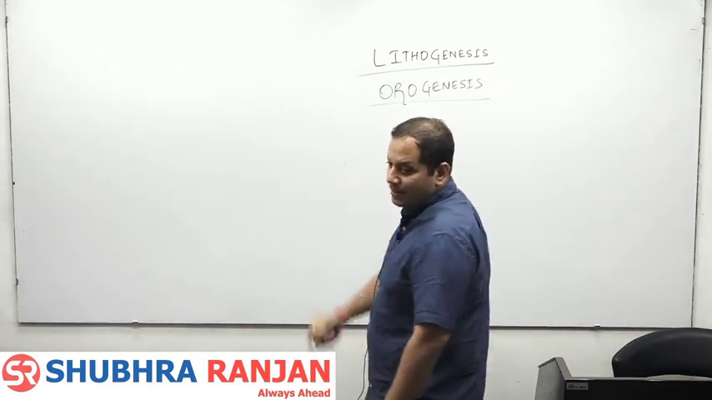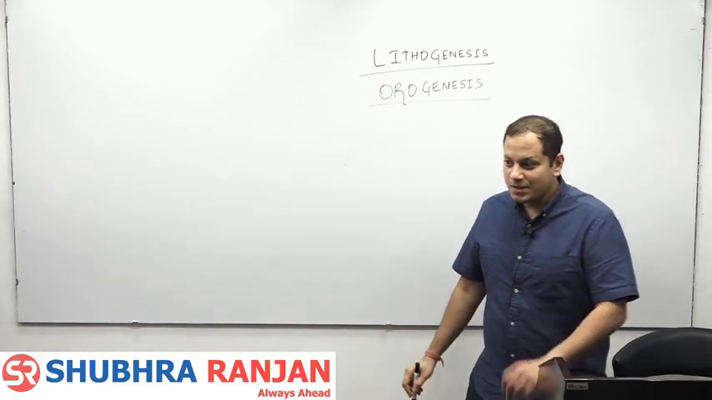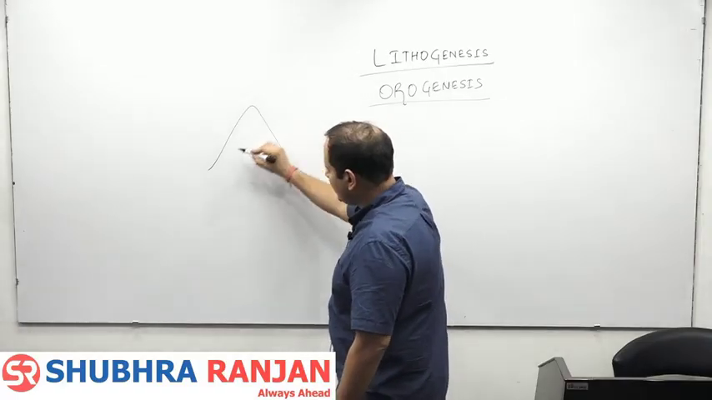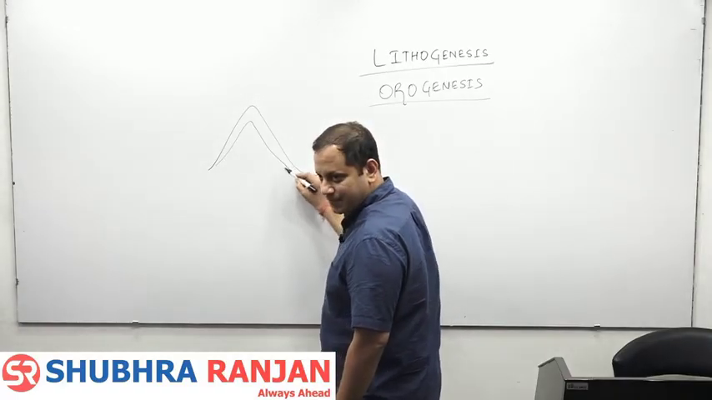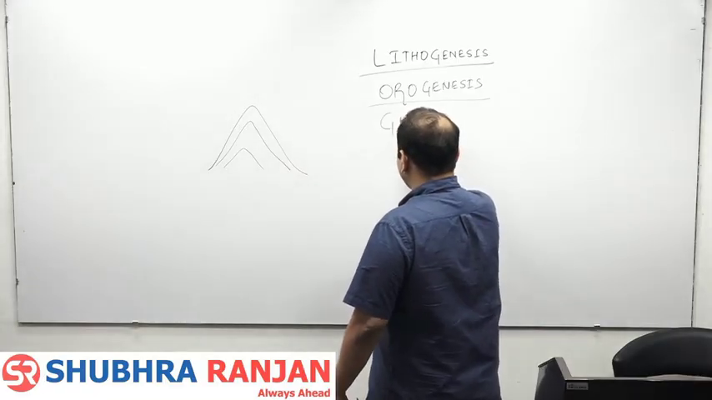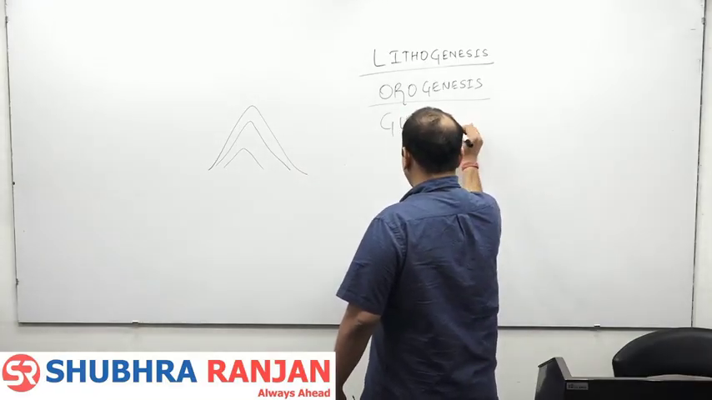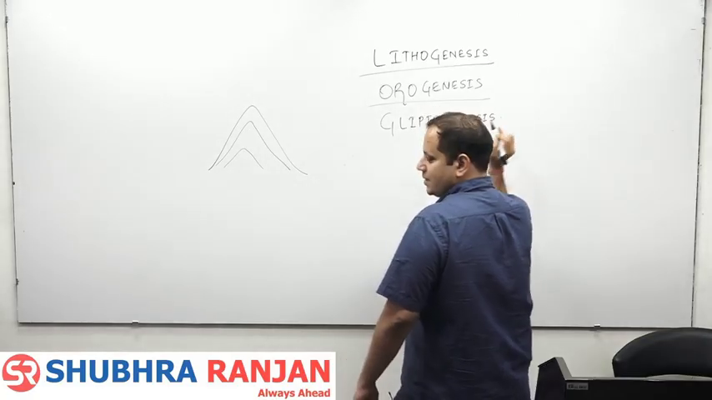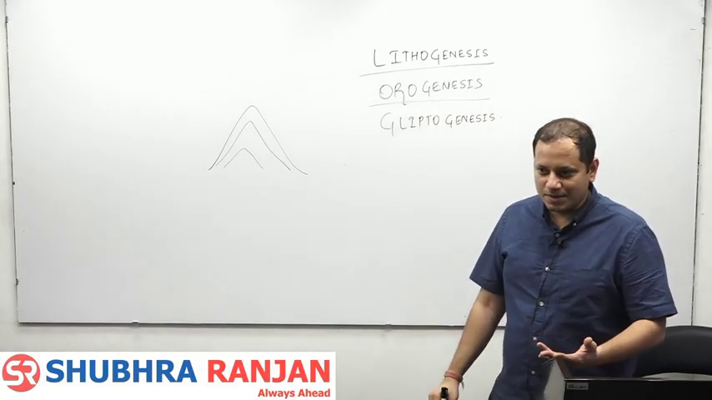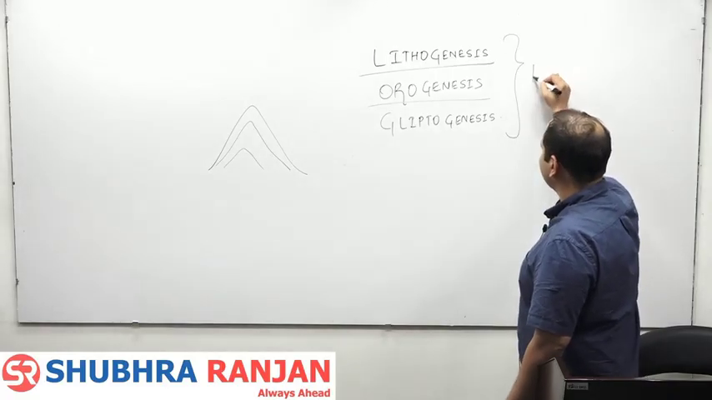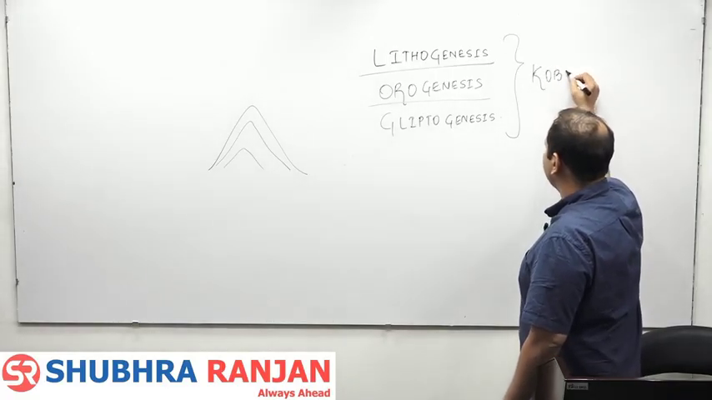Oro means mountain. Once the mountain is formed, will the external forces act on the mountain and reduce the height of the mountain? So, this stage is glyptogenesis. Who gave this theory? Huber.